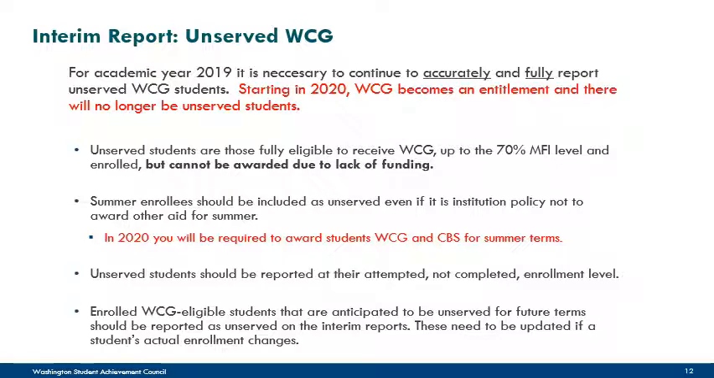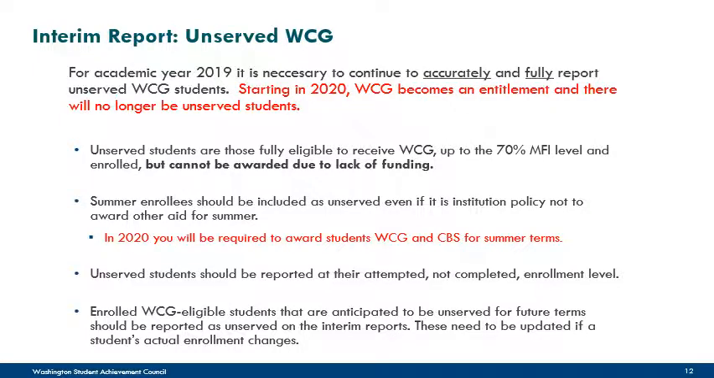Unserved students are those who are fully eligible to receive the Washington College Grant up to the 70% MFI level and are enrolled, but cannot be awarded due to lack of funding. So that should pretty much be the only reason a student is unserved, because the institution does not have any funds to provide that student. Summer enrollees should be included as unserved even if it is the institution's policy not to award other aid for summer. However, in 2020, you will be required to award your students WCG and CBS for the summer terms.